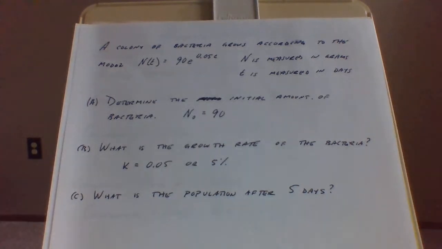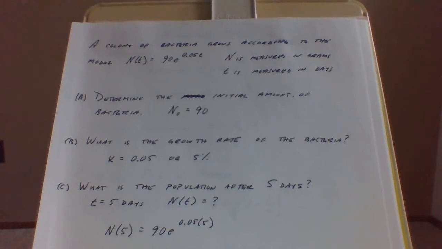Part C. What is the population after 5 days? In this part of the problem, they are giving us our time value. t is going to be equal to 5 in this case, and we want to know what the final population is. So we're going to be solving for n of t. Let's go ahead and plug in the 5 for our t values. This is going to give us n of t, or the number after 5 days, equals 90 times e. The exponent on the e is 0.05 times 5.